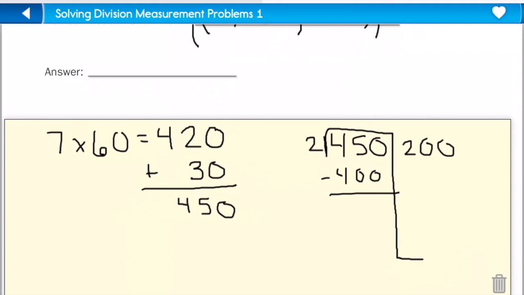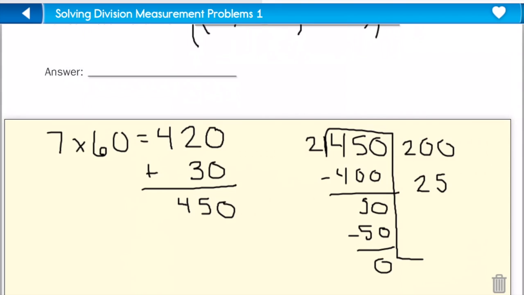Okay, so 0 minus 0 equals 0. 5 minus 0 equals 5. So now I just need to think about how many times 2 can go into 50 without going over. And so I know that 2 times 25 equals 50. And if you didn't know that, then you could just use smaller numbers like 10 or 5s to get to that point. And so now I know that we're at 0, so we're done.